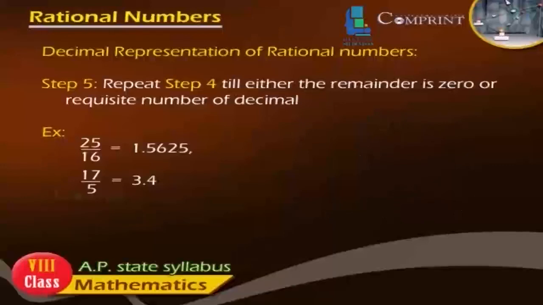Step 5. Repeat step 4 till either the remainder is 0 or the requisite number of decimal places is reached. Example, 25/16 equal to 1.5625, 17/5 equal to 3.4.